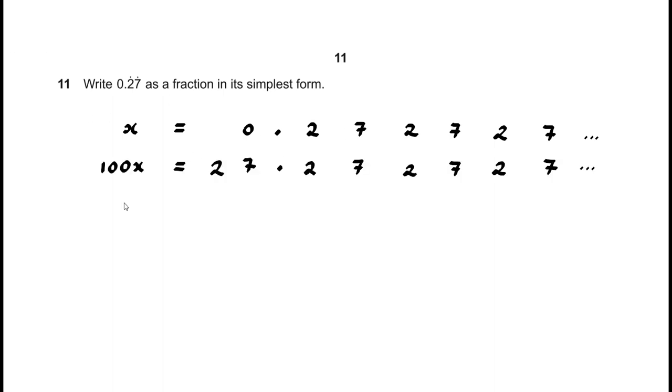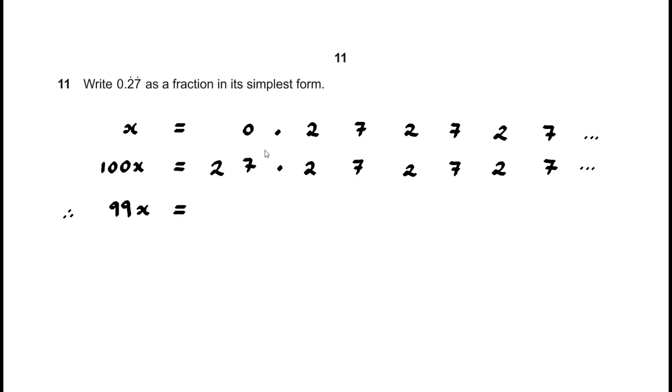Question number 11, we have to write 0.27 recurring as a fraction in its simplest form. If we begin by letting x equals 0.27, 27, 27, etc., multiplying this by 100 because we've got 2 digits recurring, we are left with 100x equals 27.27, 27, 27, etc. Now if we subtract these, 100x subtract x is 99x. So I've got 99x equals, and then we've got 27.27, etc.